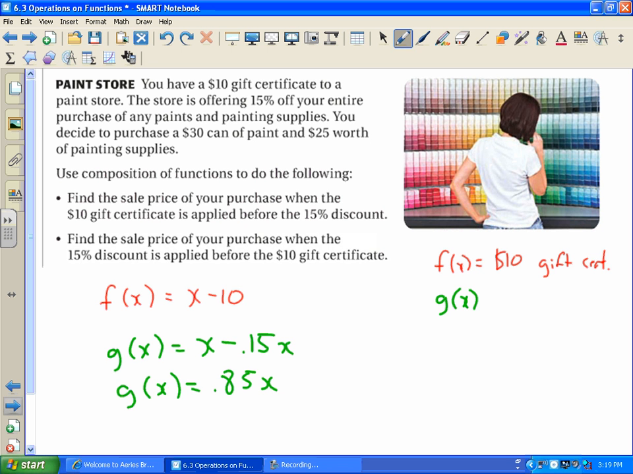So my g of x function is going to be the cost, and that's with a 15% discount.